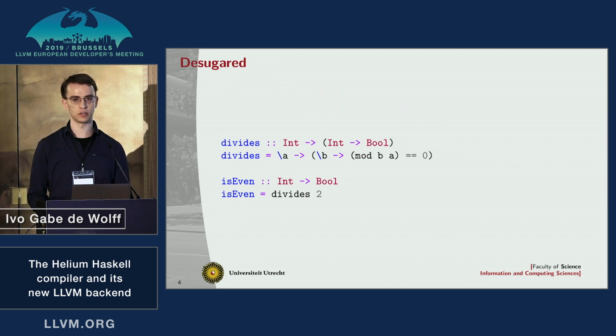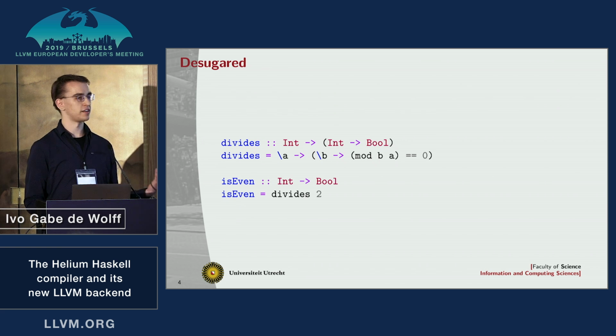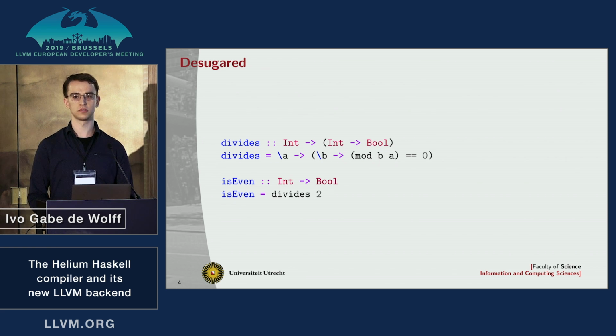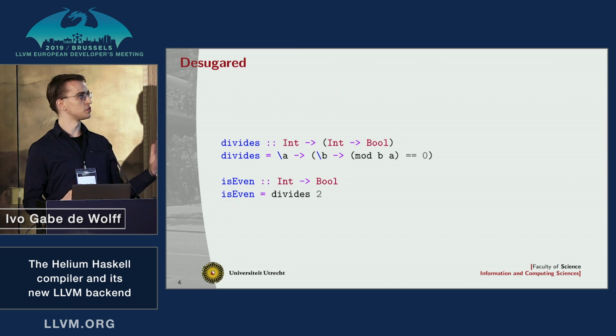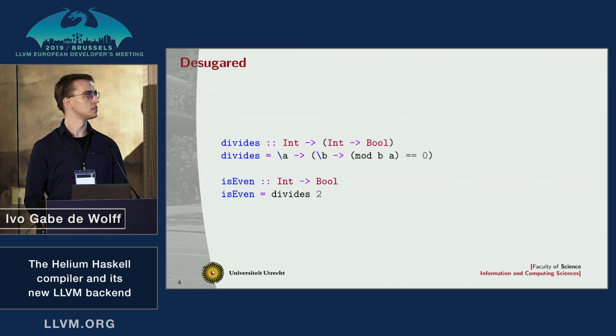So when you desugar this code, you will see that divides is not a function taking two arguments, but it's in fact a function taking one argument and then returning another function which takes the second argument. When we then write divides 2, we're only applying that first function expression with argument a, and then just get a remaining function expecting argument b.